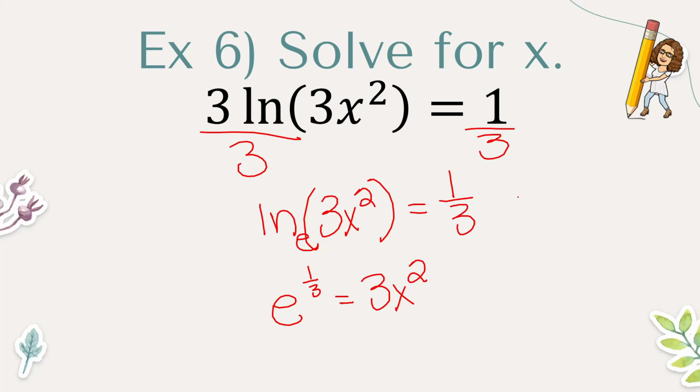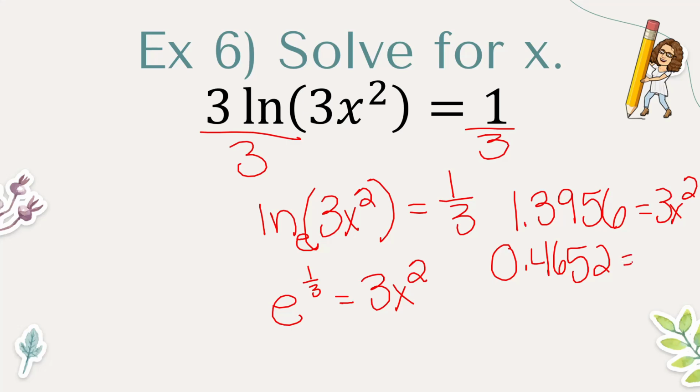E to the 1/3, I'm going to round it to about 4 decimal places, so 1.3956 equals 3x squared. And you know what? Since I have that number on my calculator, I'm just going to use that number, just pushing divide by 3 so that I just keep running with it. I'm just going to keep writing 4 decimal places, though. So 0.4652 equals x squared. And then I'm going to square root both sides, right? So I'm going to do the square root of my number.